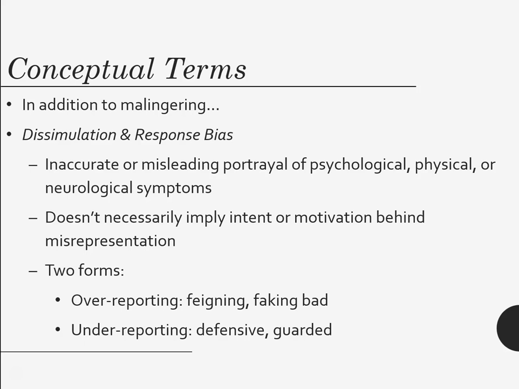This can take the form of over-reporting, making themselves look worse than they actually are. So we refer to this sometimes as feigning a mental illness, or more generically, we may refer to it as faking bad. And then the flip side of that is underreporting, where the person is portraying themselves as better adjusted, having fewer problems than they may actually have. And so we might refer to this as defensive or guarded responding.